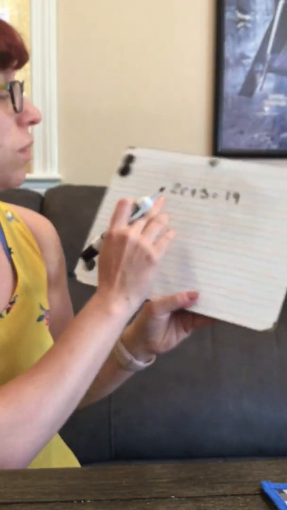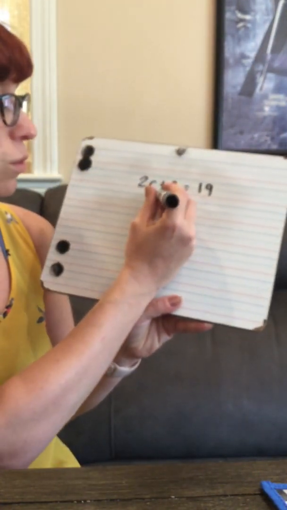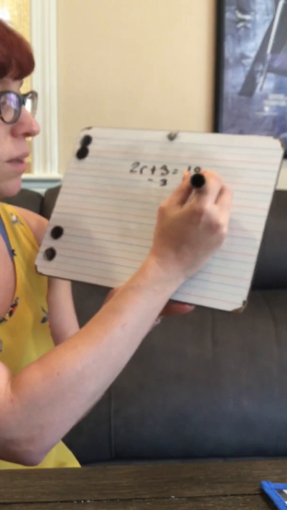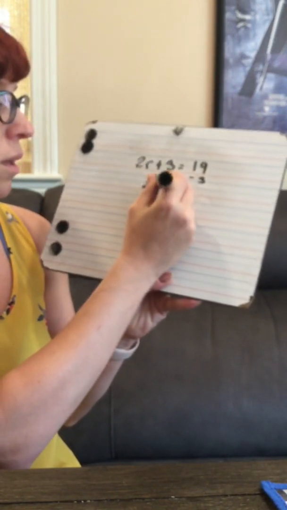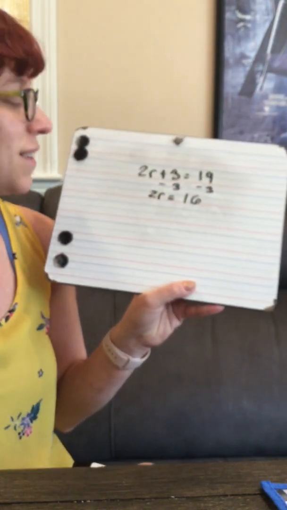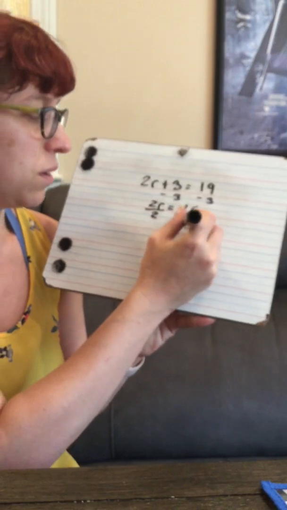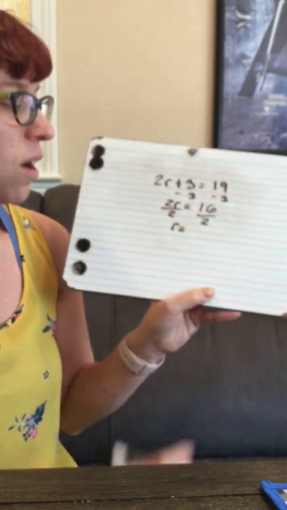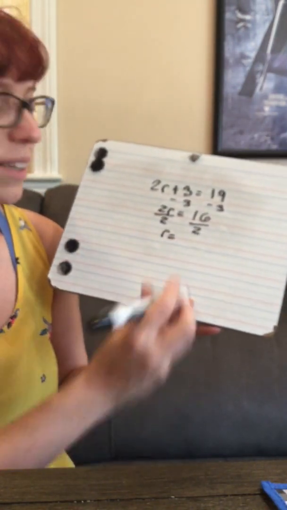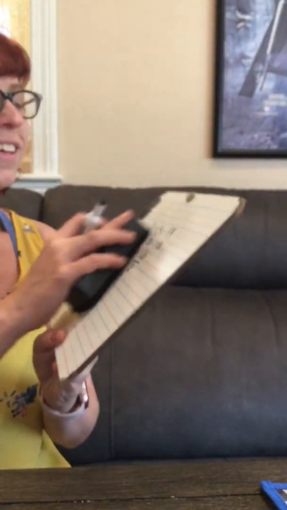All right? So next problem. 2r plus 3 equals 19. So we need to minus the 3 on both sides. Okay, 19 minus 3 is 16. Okay, and then we're going to divide by 2. R equals 2 goes into 16 8 times. Ta-da! Okay, let's do 2 more.